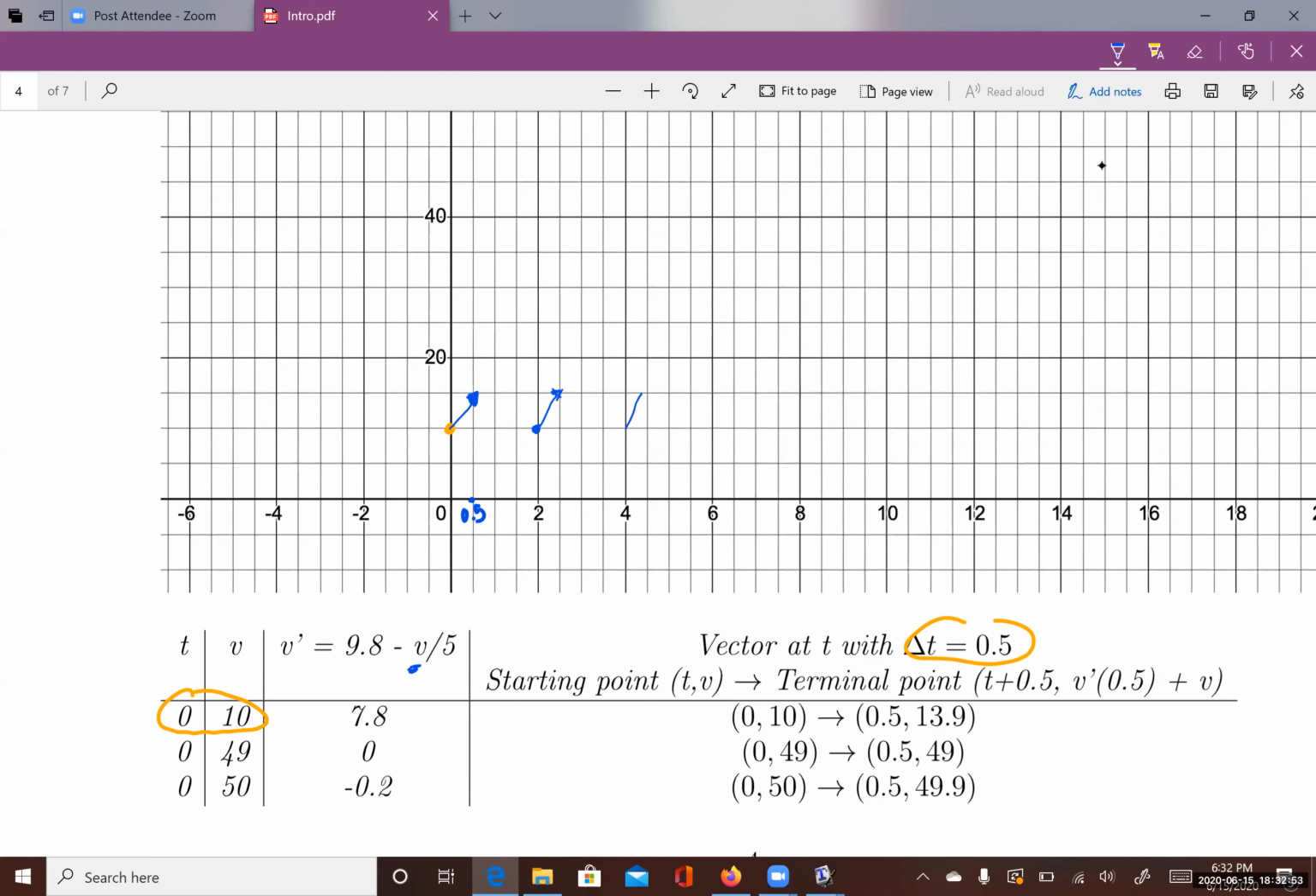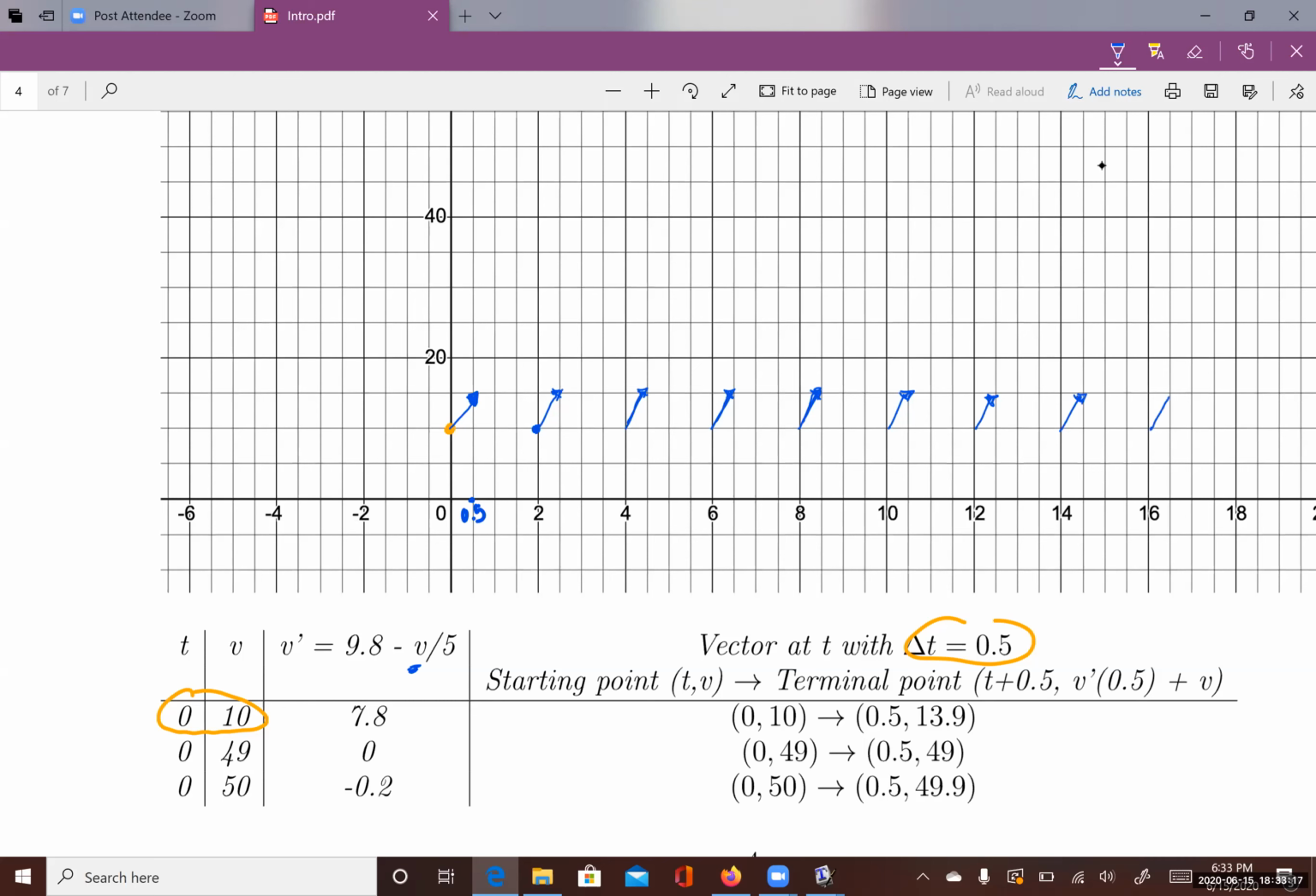Similarly, at this point, I will have the same slope vector. Along this line, v equals 10, I have identical slope vectors.